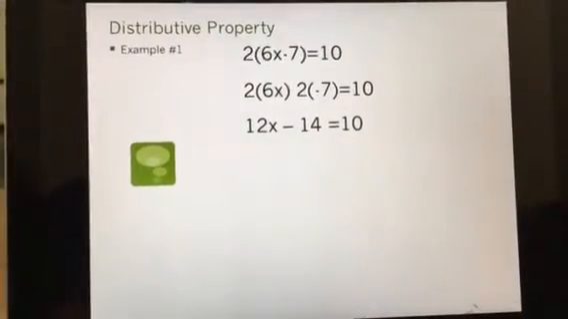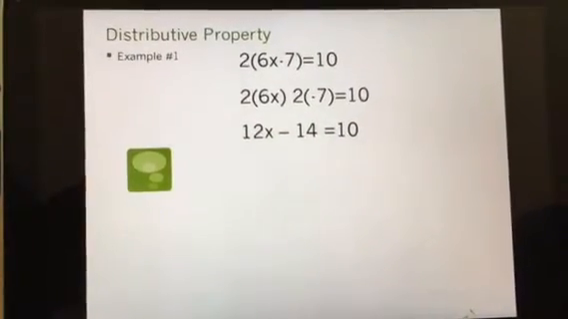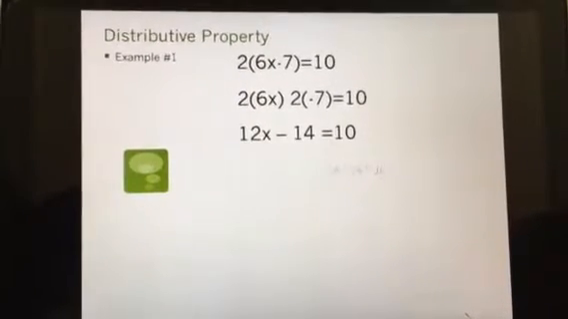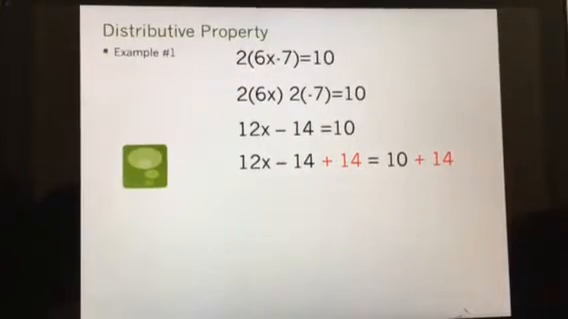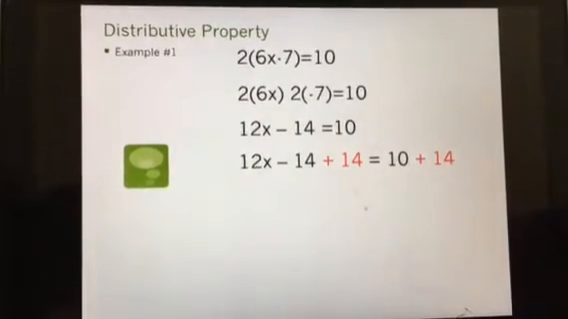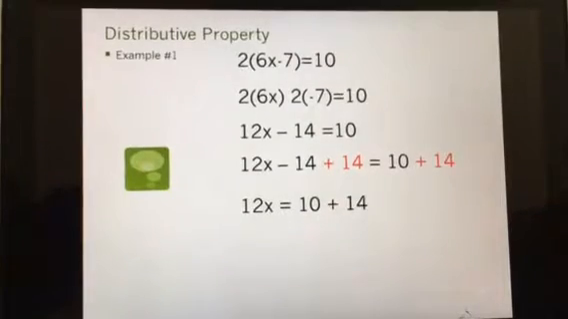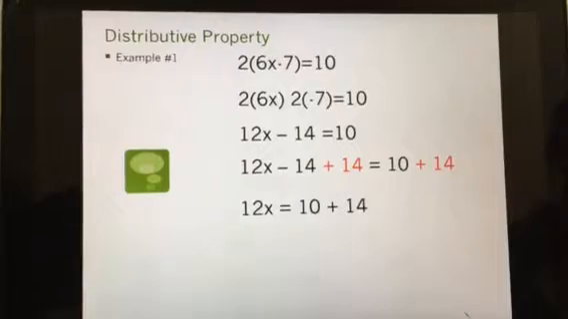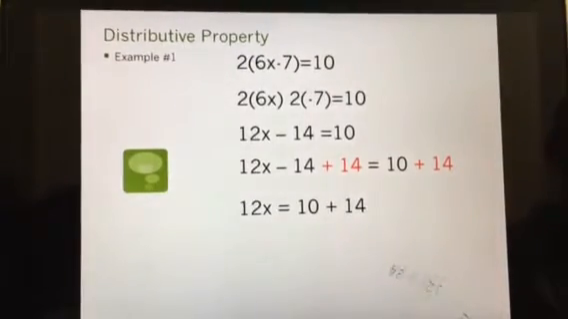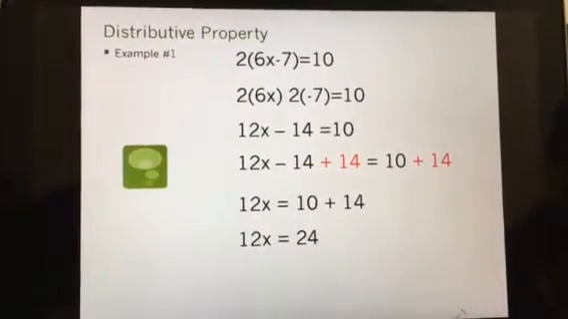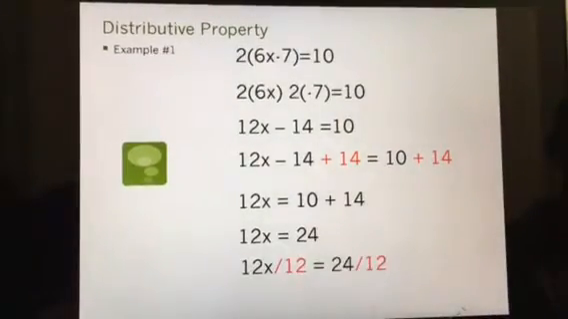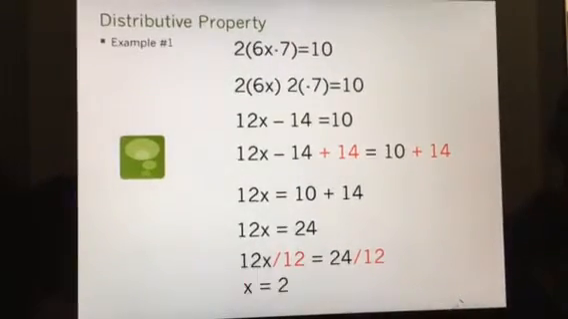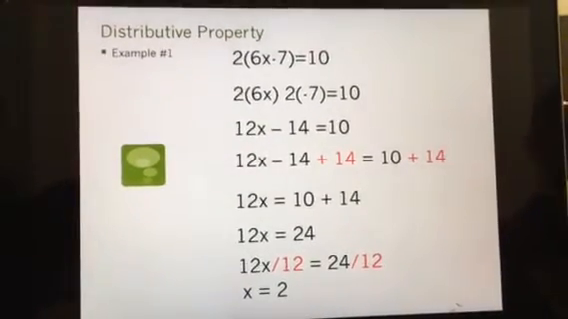This equation can now be balanced, so I'll look at the negative 14 and add 14 to both sides, because what I do to one side, I have to do to the other. So the 14s cancel themselves out, and it leaves me with 12x on one side of the equation and 10 plus 14, which equals 24, on the right side of the equation. To get x by itself, we have to divide by 12, which I'll do to both sides, which will leave me with x on the left, and 24 divided by 12, which equals 2, on the right, so x equals 2.